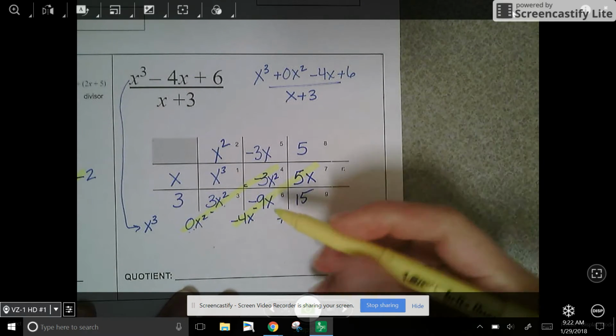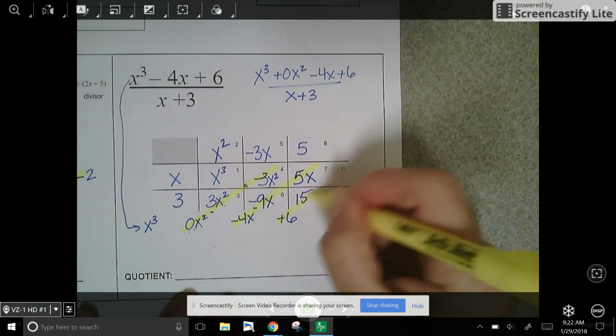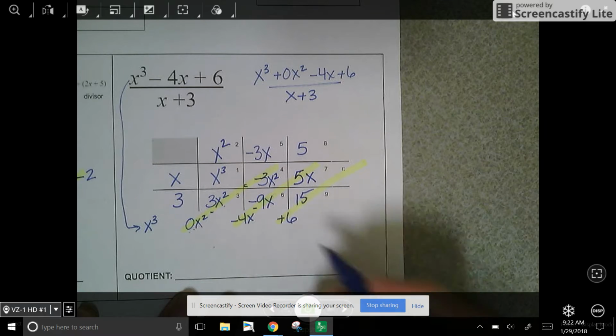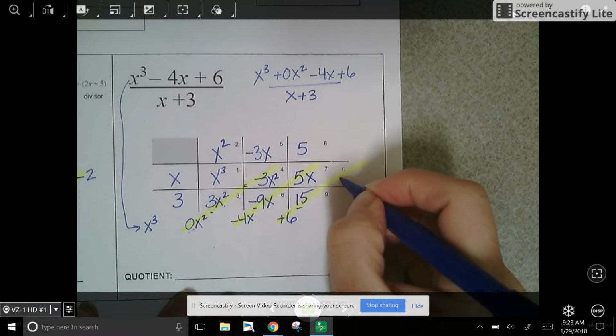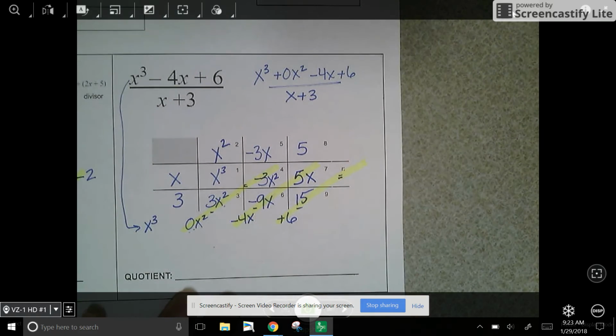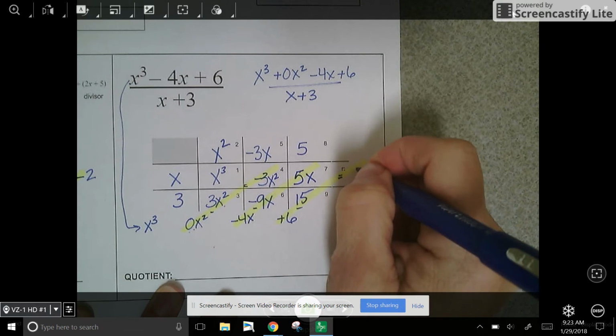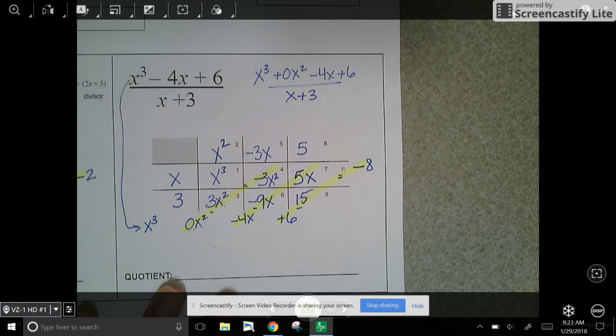So I've got one more diagonal to do here. It's going to be 6 minus 15, and whatever that equals is going to be my remainder. So 6 minus 15 is negative 9. So I have a remainder of negative 9.